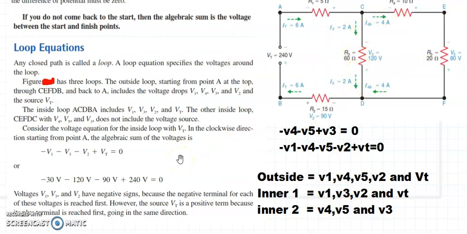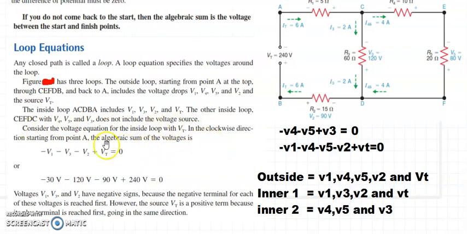Then we can develop the loop equations. The loop equation for the first inner loop, ACDBA, has V1, V3, V2, and VT voltages. And the second inner loop, CEFDC, has V4, V5, and V3, and it does not include any voltage source.